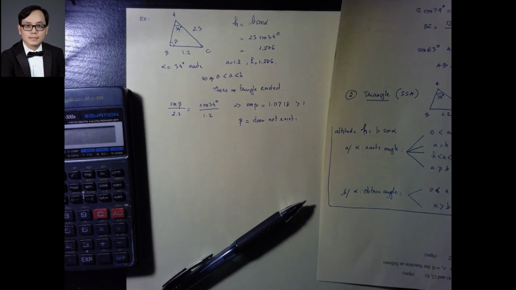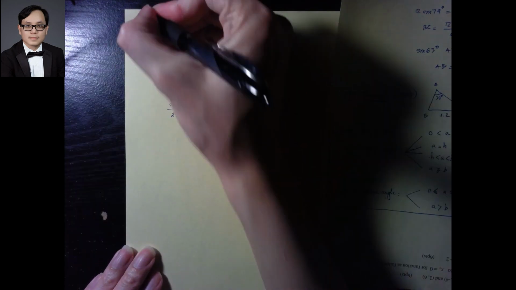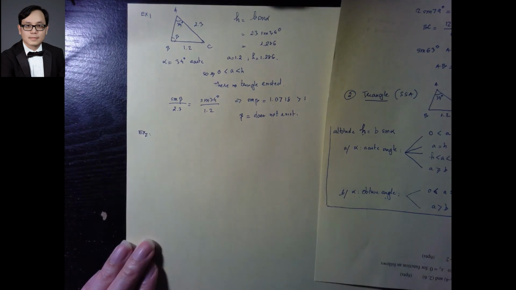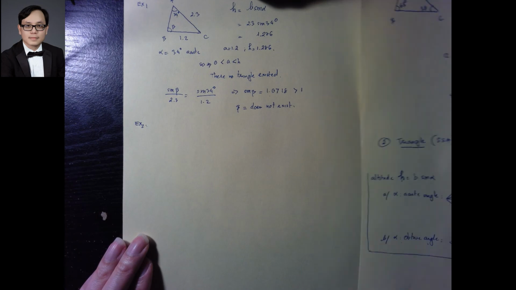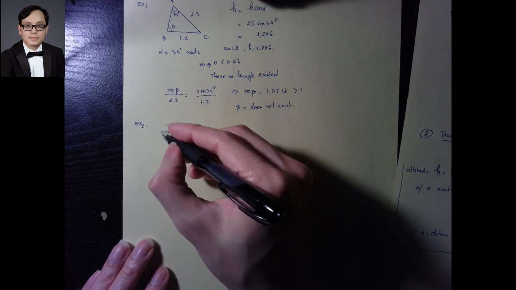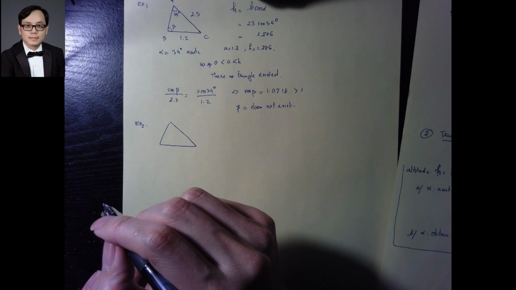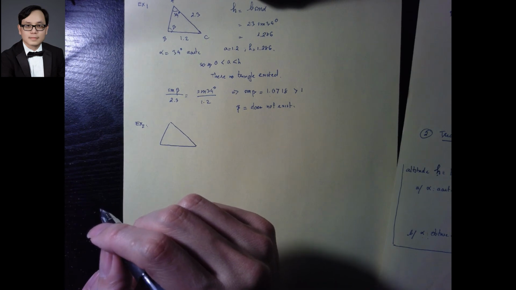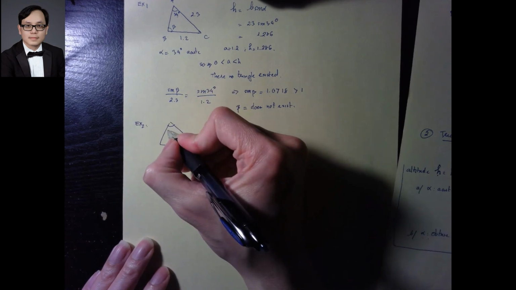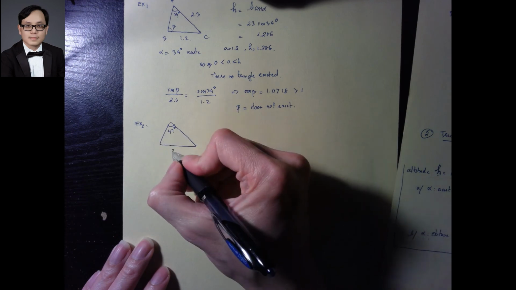So you see that in this example, we don't have any triangle to solve. Okay, let's do another example. Example 2. When I give you the triangle like this, and I give you angle alpha is 47 degrees, and I give you this side is 3.7.